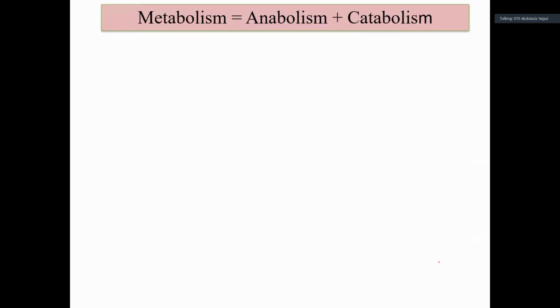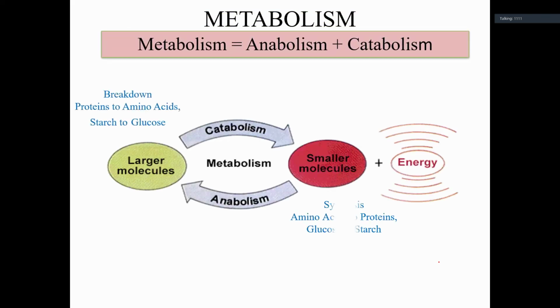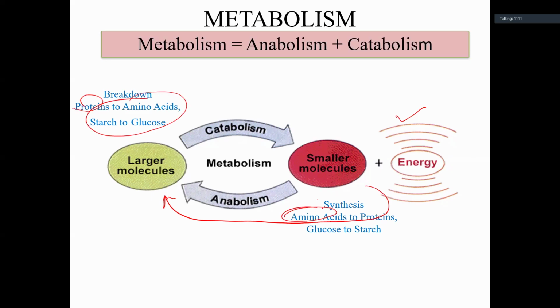Yes. Clear. Okay, so metabolism is a combination of two things. We discussed this last time, anabolism and catabolism. We say larger molecules are broken down into smaller molecules, giving energy. This is catabolism, and then smaller molecules combine with the help of energy. This is anabolism. We said breakdown of protein to amino acid is catabolism, and synthesis of protein from amino acid, and glucose to glycogen in the human body, starch in plants and glycogen in the human body. It is the synthesis of larger molecules. This is called anabolism.